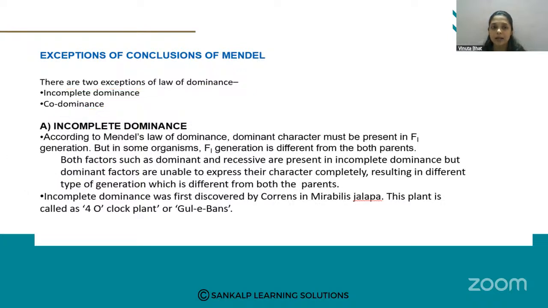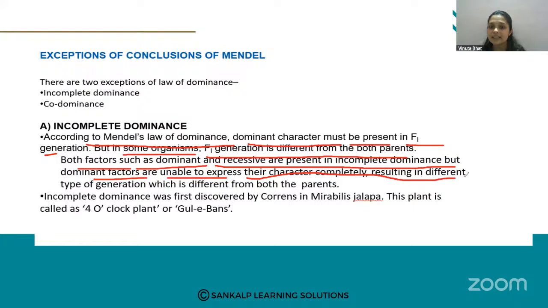Okay. According to Mendel's law of dominance, the dominant character must be present in the F1 generation, but in some organisms, the F1 generation is different from both of the parents, and both factors, dominant and recessive, are present in incomplete dominance. But the dominant factor is unable to express its character completely, resulting in a different type of generation which is different from both of the parents.